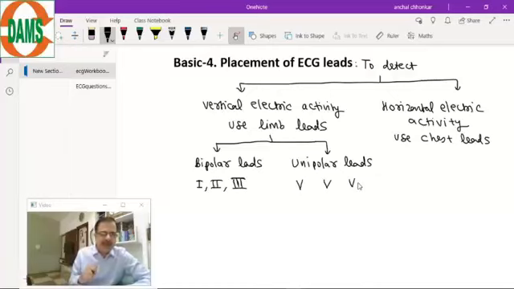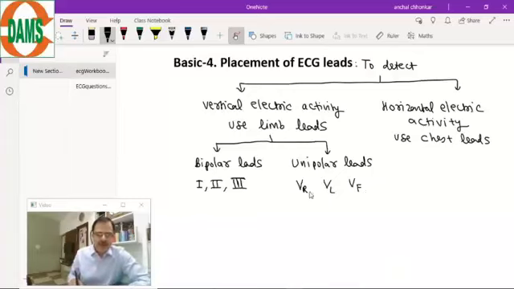Three unipolar limb leads are there, and they are given the names R, L, F, according to where their exploring electrode is kept. Unipolar leads we represent by the letter V, and depending on which limb the exploring electrode is placed on, it is the right upper limb, left upper limb and the foot. So these are the nomenclatures.